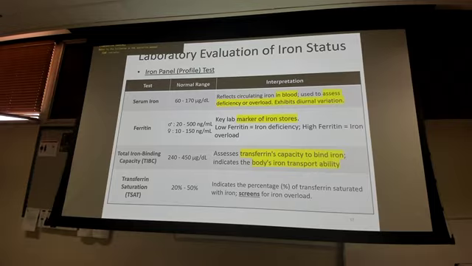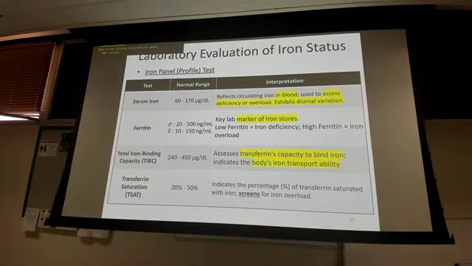Okay. Iron panel profile tests. Okay? So these are the tests that will be found in your iron profile panels. Serum iron, ferritin, TIBC, which is total iron binding capacity, and transferrin saturation. Oh, see? Ferritin showing up again. So look, what does that mean, right? Serum ferritin, just know serum ferritin, okay?